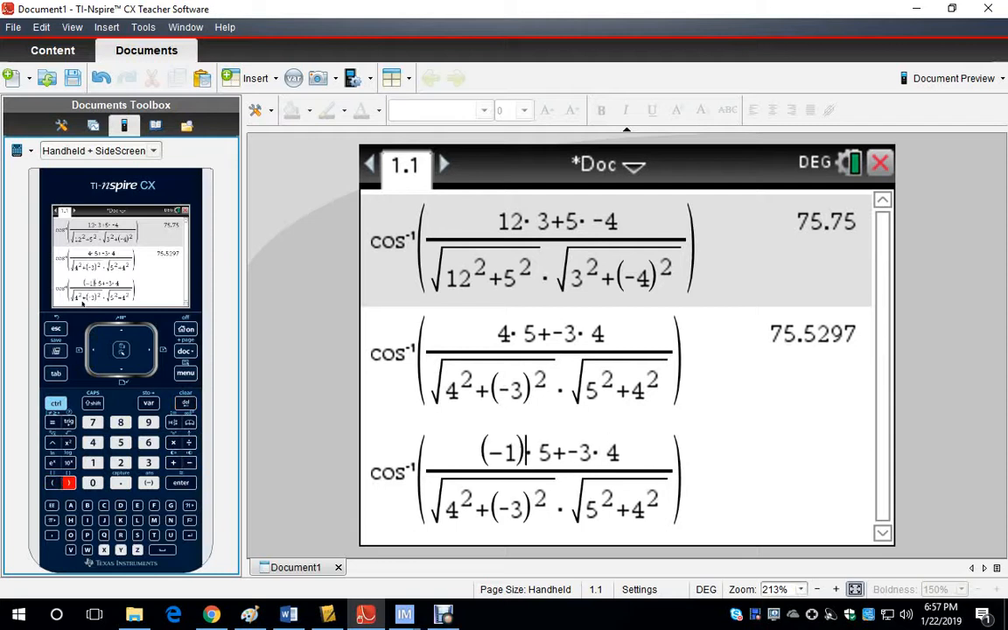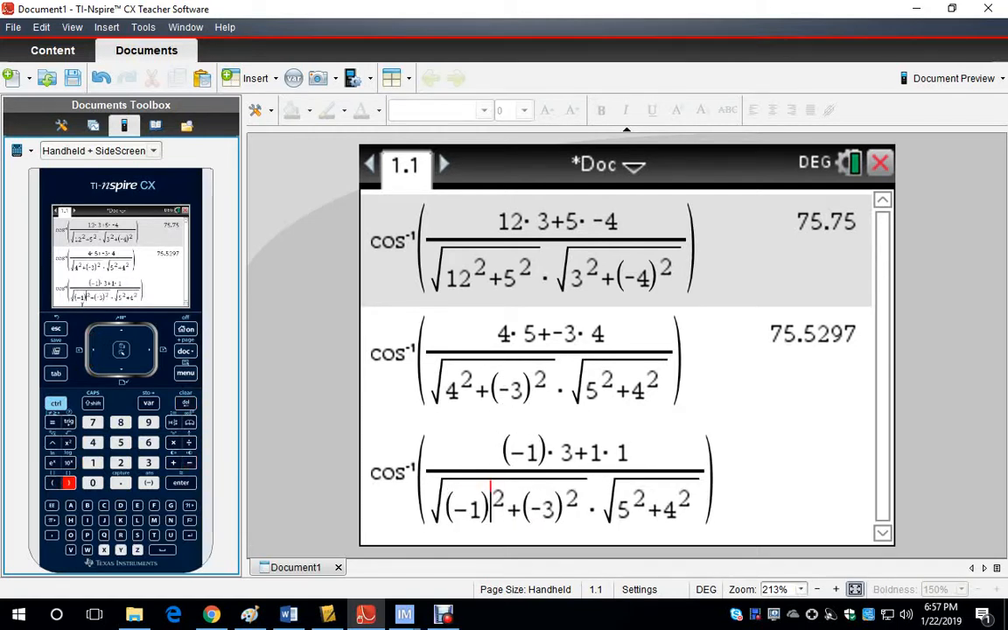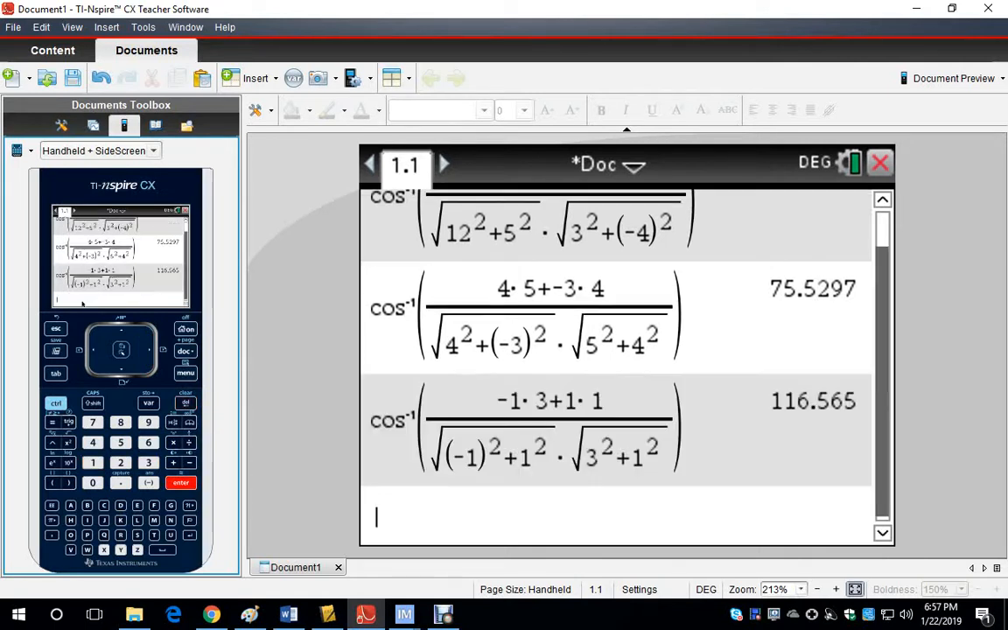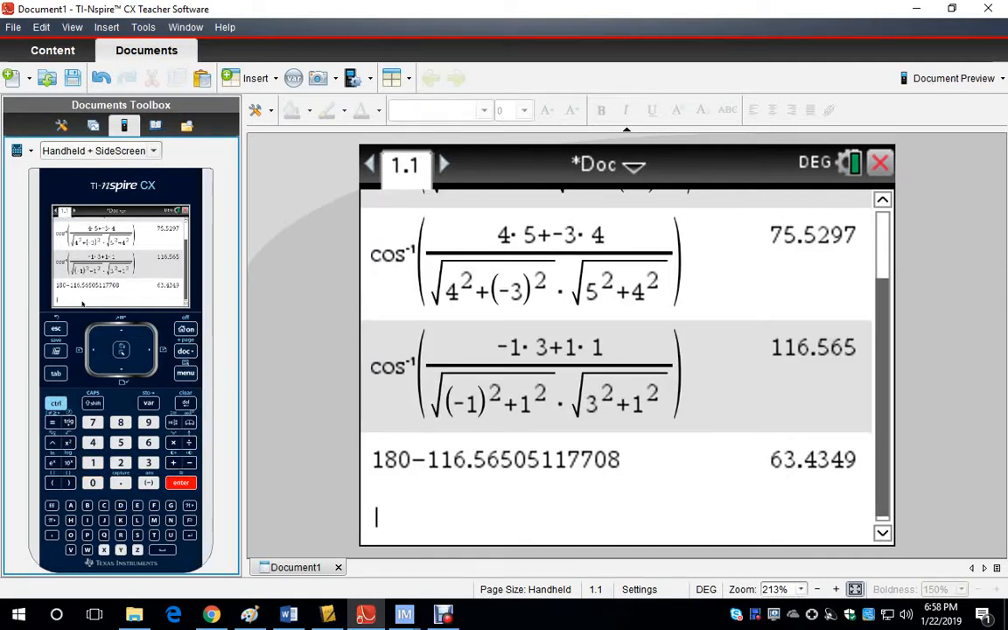And that's going to give me negative 1 times 3 plus 1 times 1 all over the square root of negative 1 squared plus 1 squared times the square root of 3 squared plus 1 squared. That gives me 116.6. Well, the problem is 116.6, that is obtuse. So if we want to find the acute angle, we're going to take 180 minus that angle. That's going to give us our 63.3.